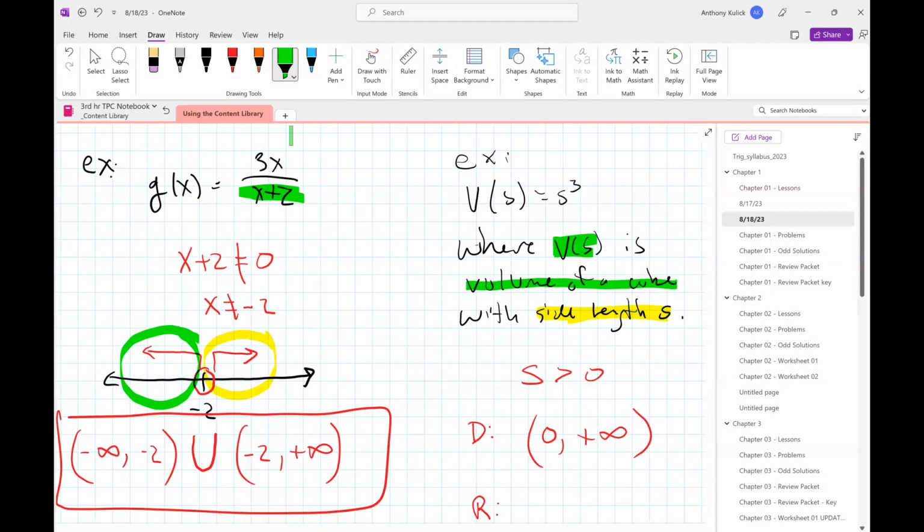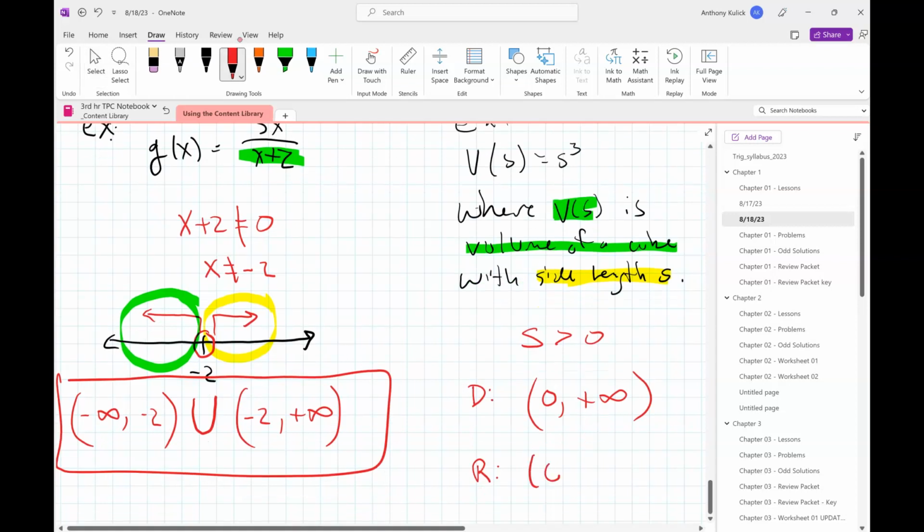Volume of a cube. What kind of values are acceptable for a volume? Positive values. They all have to be positive, right? Can I input any positive number into there? Yes. So any positive number should be able to come out. So the range should be the exact same thing. And I'm done.